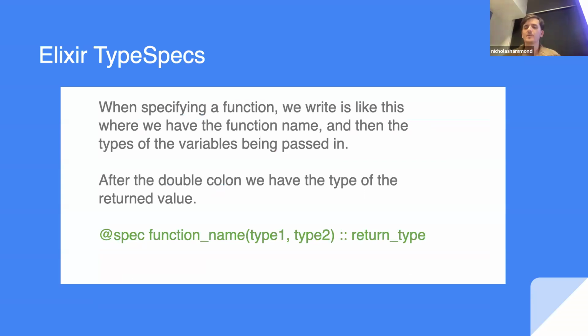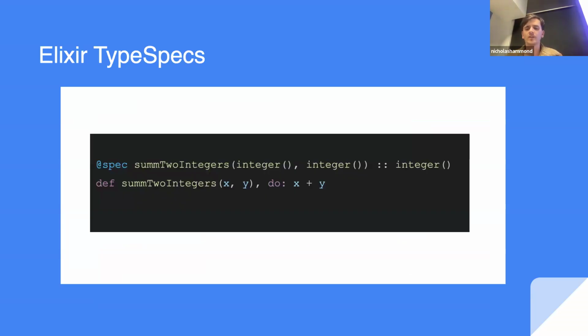So Elixir does have type specifications. They just have no effect on compilation. So for a function, we can specify the input types and the result type like so. Here we have a practically pointless summation function, but it demonstrates what I'm talking about. It tells us that we take in two integers and it returns an integer.